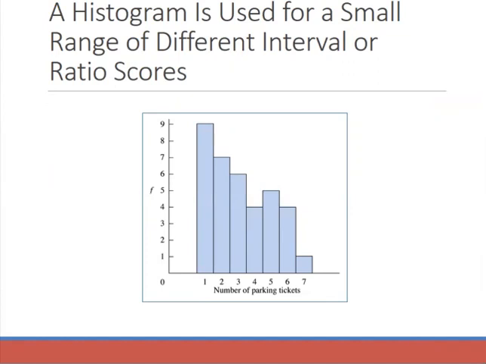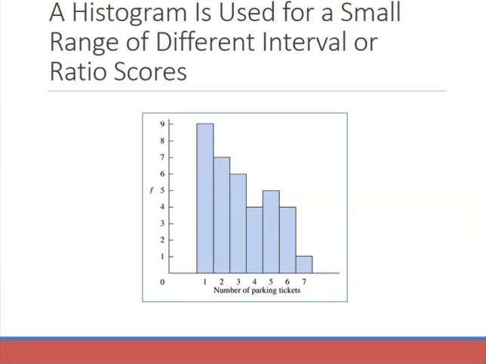Okay, so we use a histogram for a small range of different interval or ratio scores. We start with the numerical scores, or X, on the x-axis, and then we draw a bar above, so the height of the bar indicates how frequently each score happens. So we had 9 people who got 1 parking ticket. We've got 7 people who got 2 parking tickets, and it looks like we've only got 1 person who has 7 parking tickets.